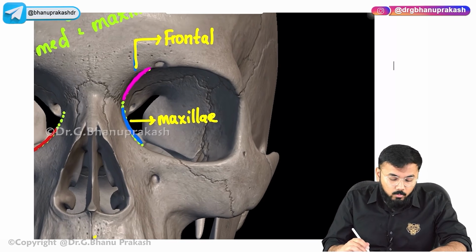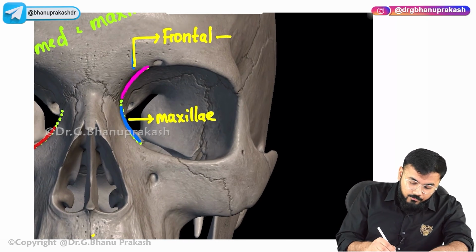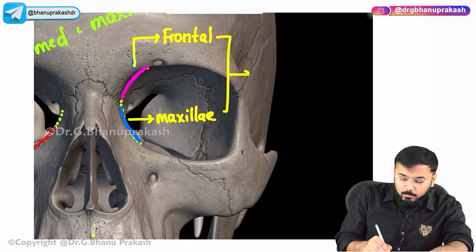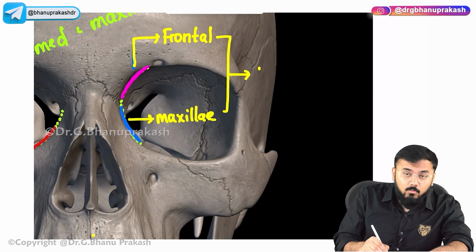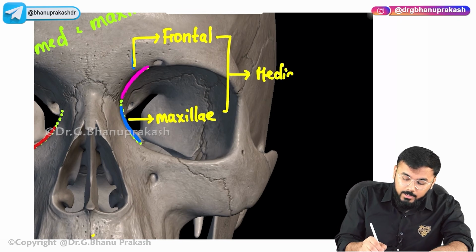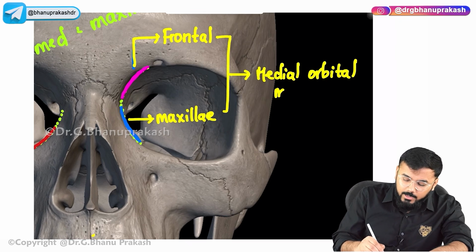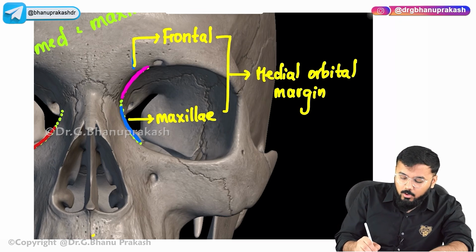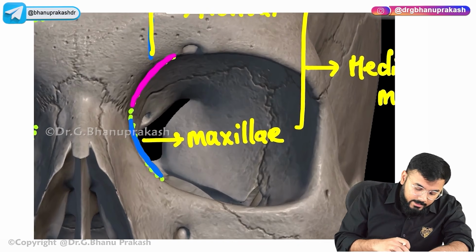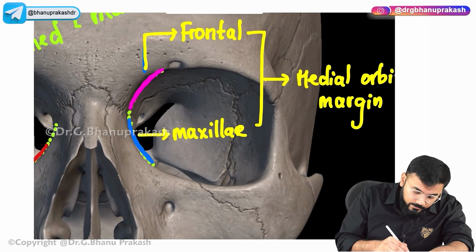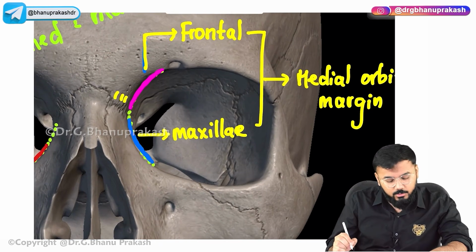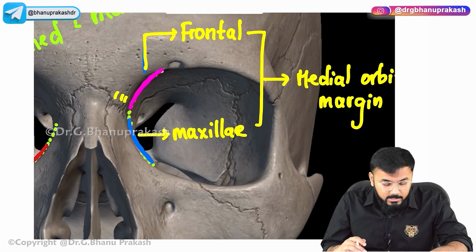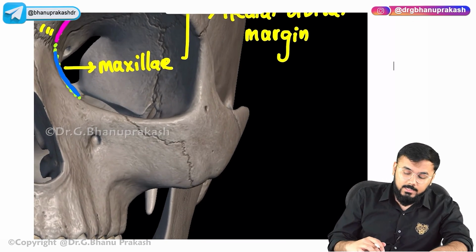Maxilla. Now, this frontal and maxilla, both of them together, they form what? They form the medial orbital margin. Now, in the center, can you see a suture over here? You can see a suture here. Yes or no? What is this suture called? This is called the frontomaxillary suture.